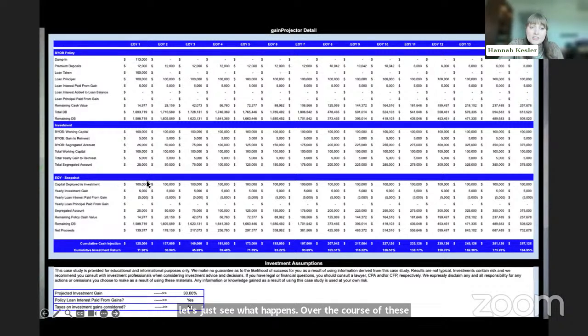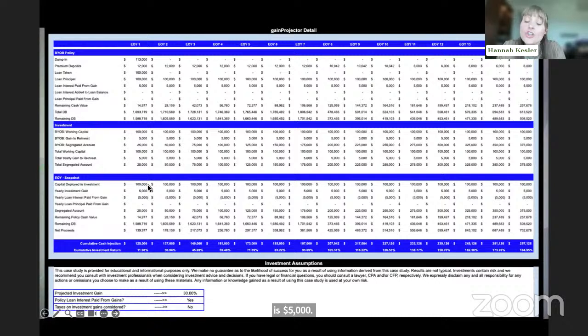So my capital that's deployed in the investment is 100,000. And if I earned 30%, that's $30,000 that I earned for the year. But I really didn't earn $30,000 because, reminder, I took a loan from my policy to go and buy this investment. The insurance company charges me 5% simple annual interest to use their money. So 5% of 100,000 is $5,000.